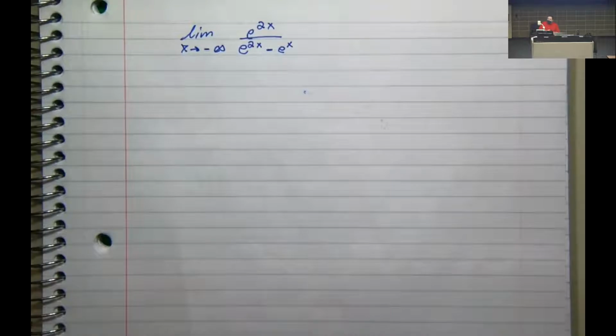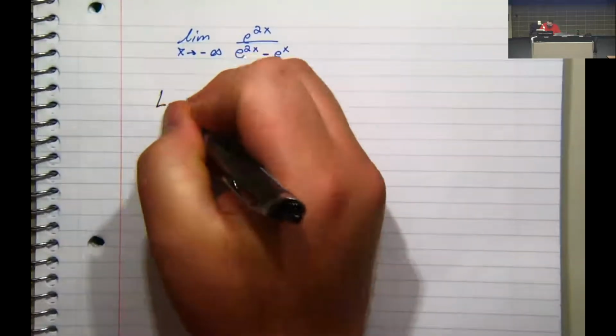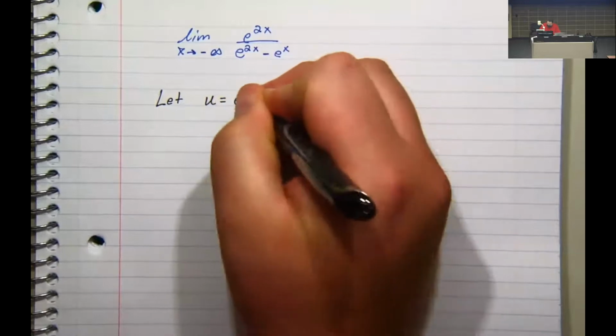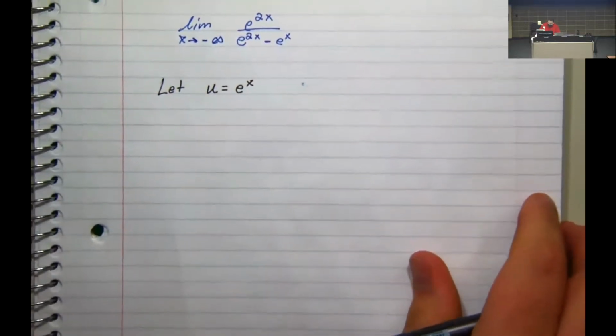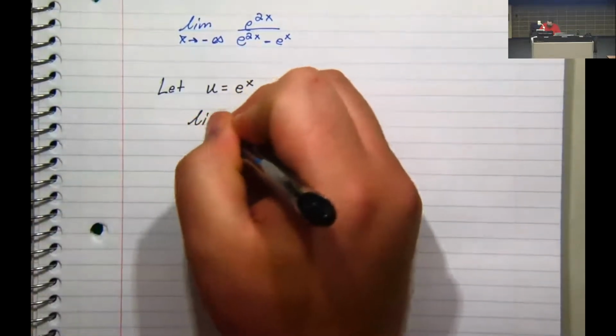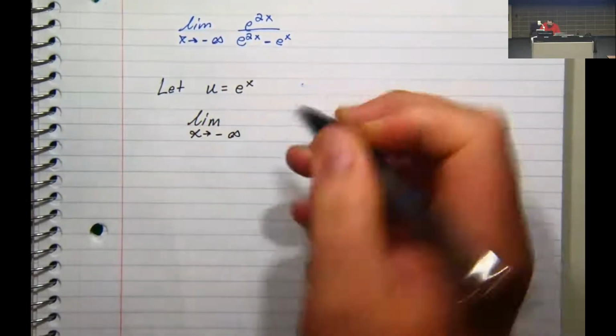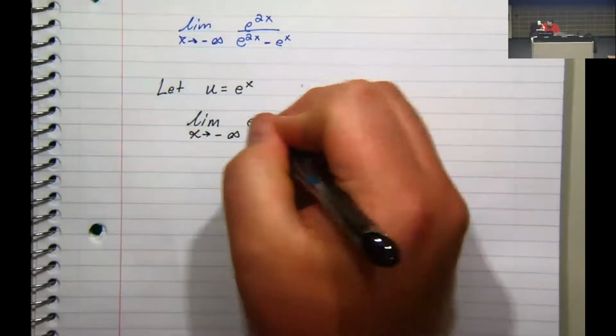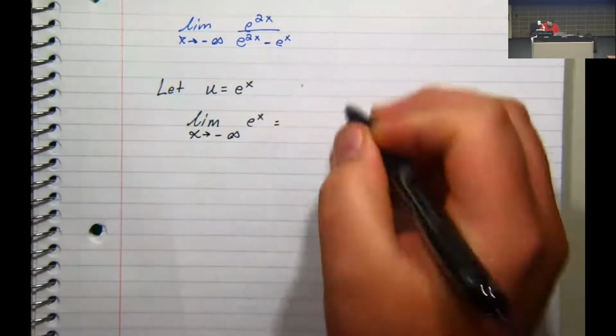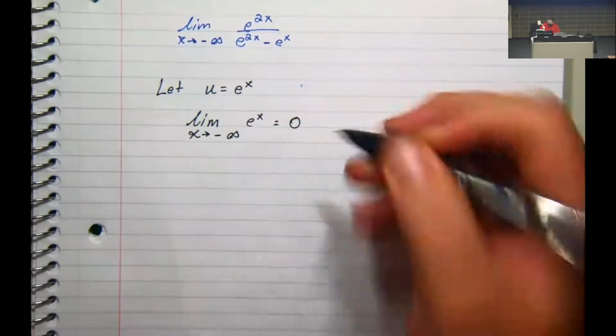Okay, the solution to this one is quite similar. So we're going to do the substitution once again. Let u equal e to the x. And so then we need to determine what that new limit is approaching. So that's the limit as x goes to negative infinity of e to the x, which is equal to 0.